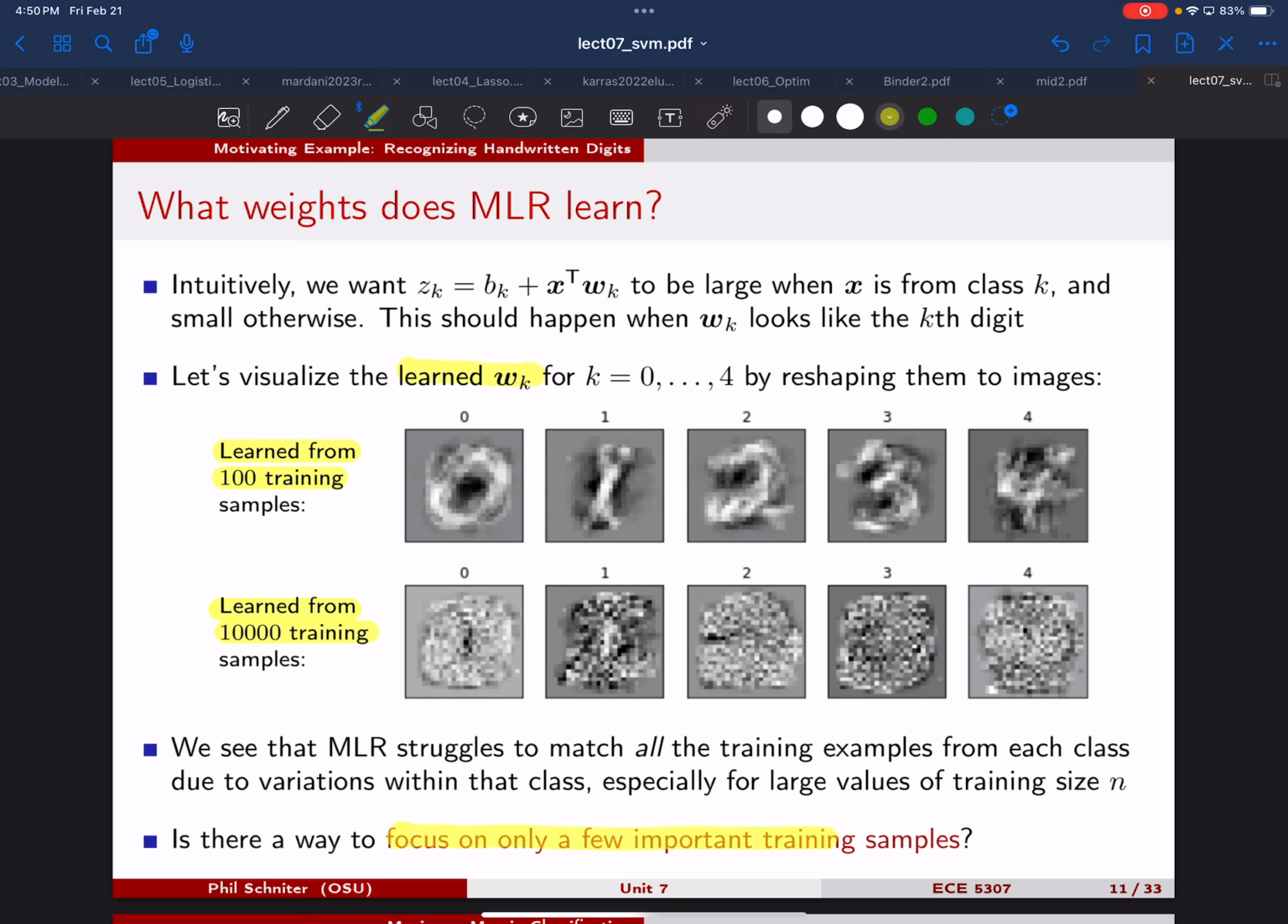Can we focus on only the few most important training samples? This is just like a new design philosophy. And that design philosophy is underpinning what the support vector machine is doing.